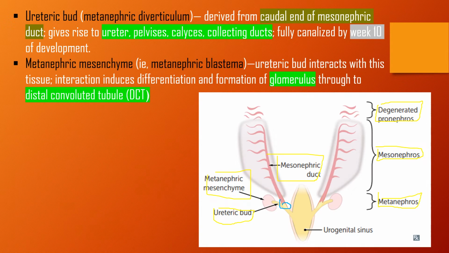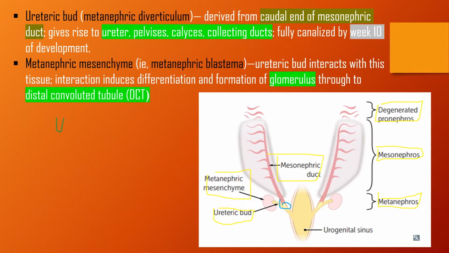Now, the metanephric mesenchyme, or metanephric blastema. The ureteric bud interacts with the metanephric mesenchyme. This interaction induces differentiation and the formation of the glomerulus through to the distal convoluted tubule. So, to understand this, we should understand this first.